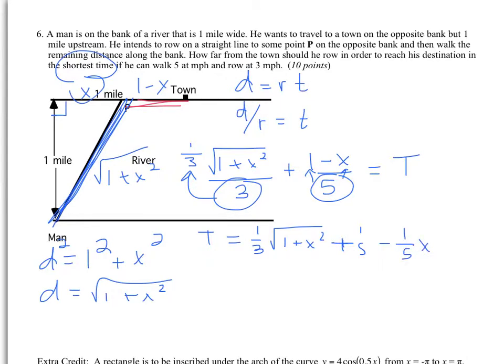And a lot of you guys try to do quotient rule and things like that, so it's good to see it. Okay, so I'm going to have 1/3. The derivative of the square root part is going to be 1/2 (1 plus x squared) to the negative 1/2 times the chain, which would be 2x. And then the derivative of 1/5 is just 0, and then minus 1/5, because that's the derivative of negative 1/5 x. Okay, and I'm going to set it all equal to 0.